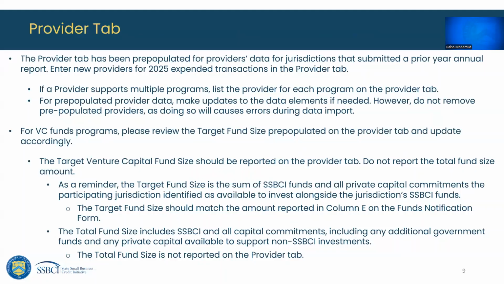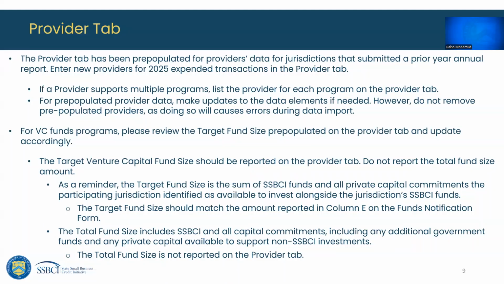It's very important for you to visit this tab first because the providers that are input on this tab will roll over to the other tabs and will allow you to submit transactions on the other tabs. One thing to keep in mind for jurisdictions with expended transactions completing the annual report for the first time, you will need to input provider information. If your jurisdiction reported in a previous year, then the provider data from 2022, 2023, and 2024 will be pre-populated.